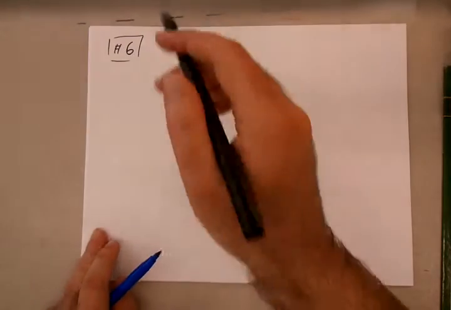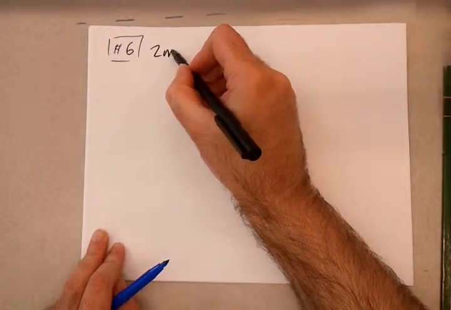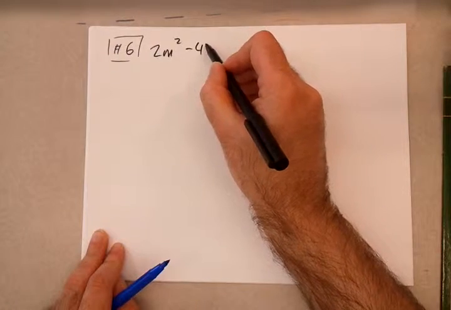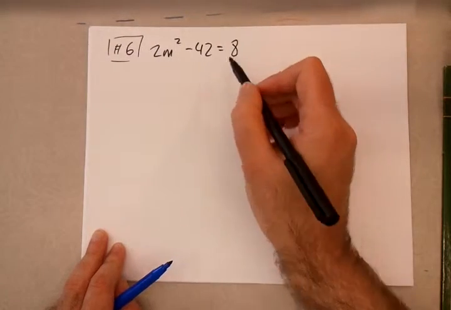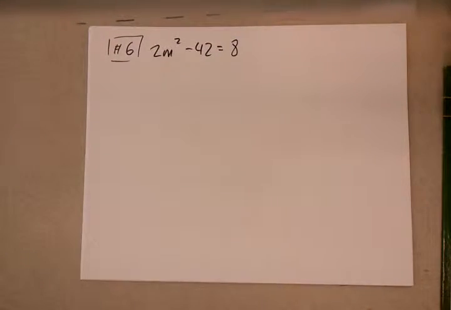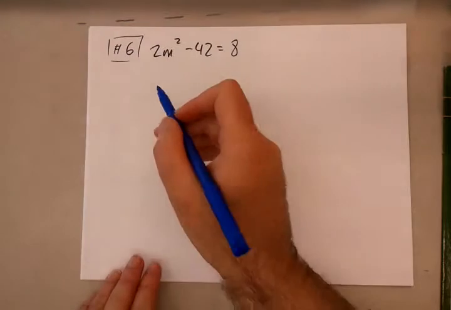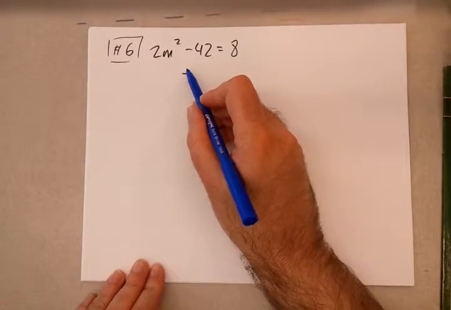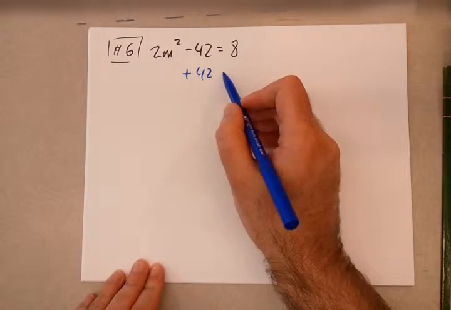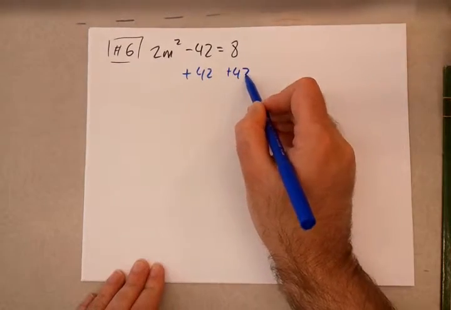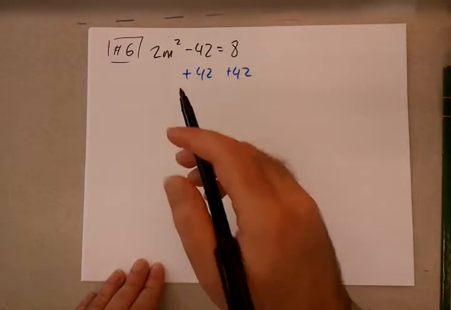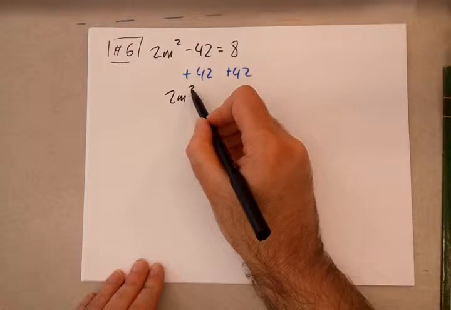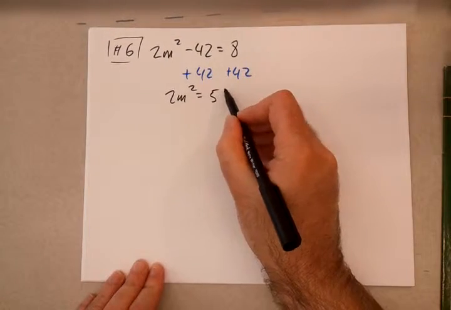From the first section, I'll do number 6, which is 2m squared minus 42 equals 8. And these problem types ask you to solve the equation, solve the quadratic. And we do that by isolating the variable. So we're going to isolate the m by first getting rid of this negative 42. So I want to get rid of the negative 42 by adding 42 to both sides, which is going to yield 2m squared equals 50.